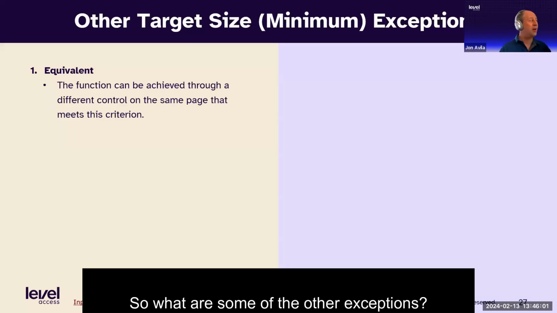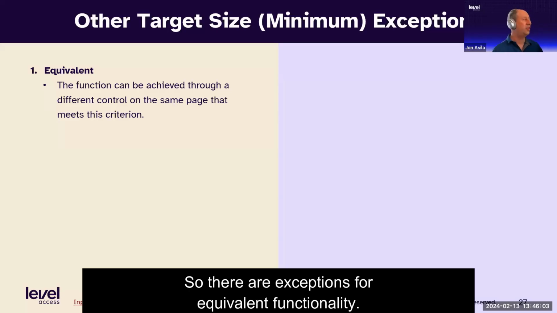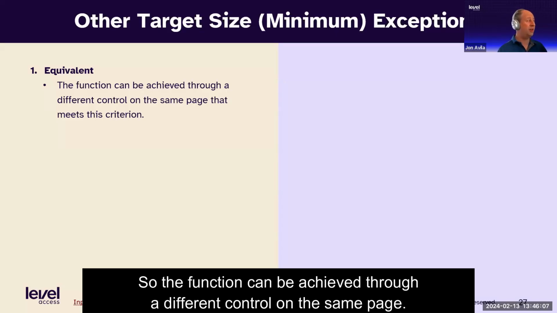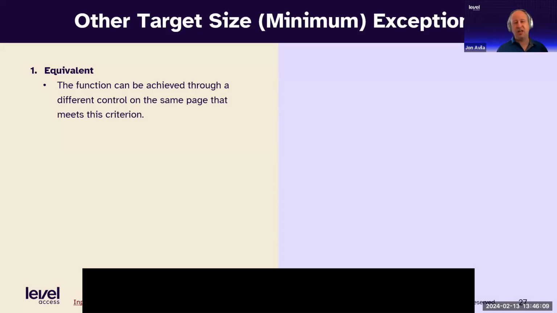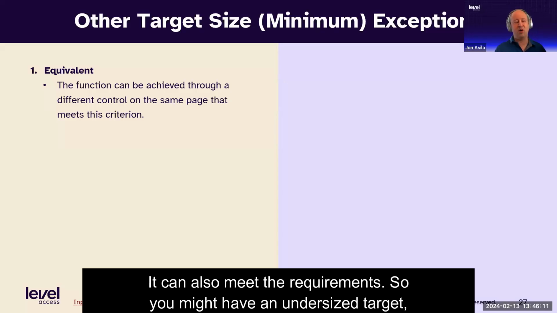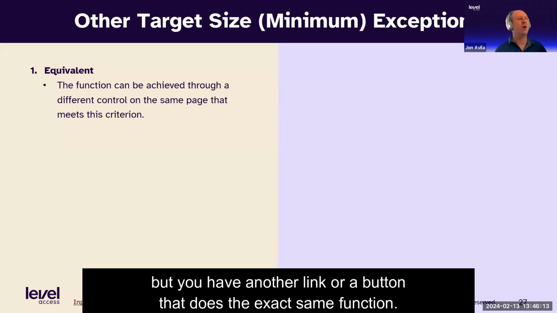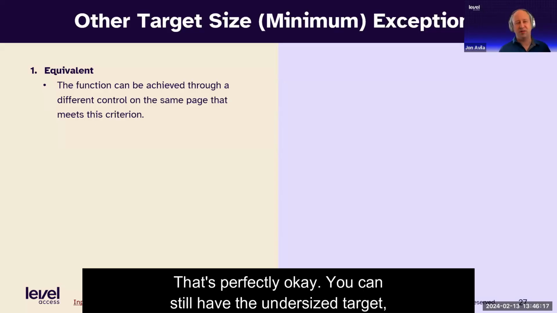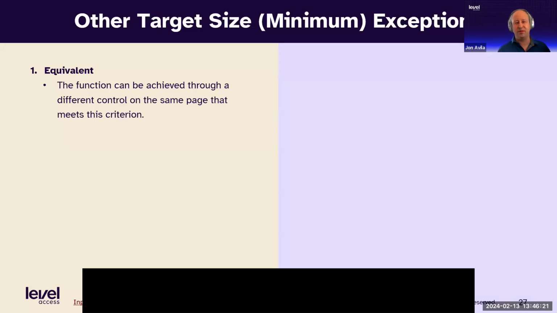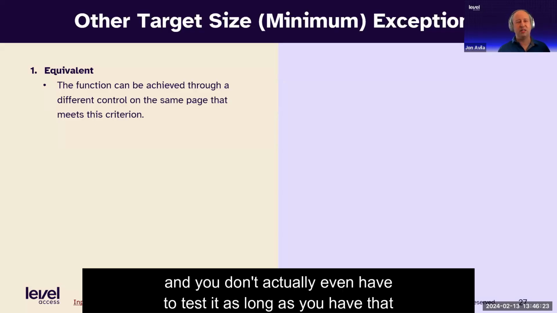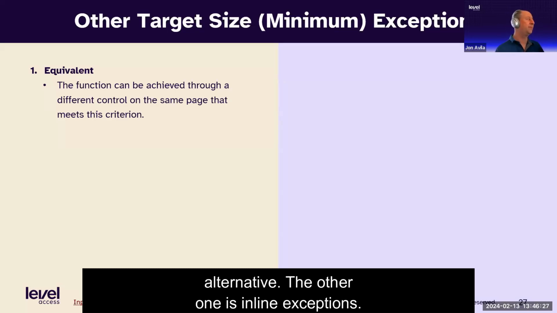So what are some of the other exceptions? There are exceptions for equivalent functionality. If the function can be achieved through a different control on the same page, it can also meet the requirement. So you might have an undersized target, but you have another link or button that does the exact same function. That's perfectly okay. You can still have the undersized target, and you don't actually even have to test it as long as you have that alternative.